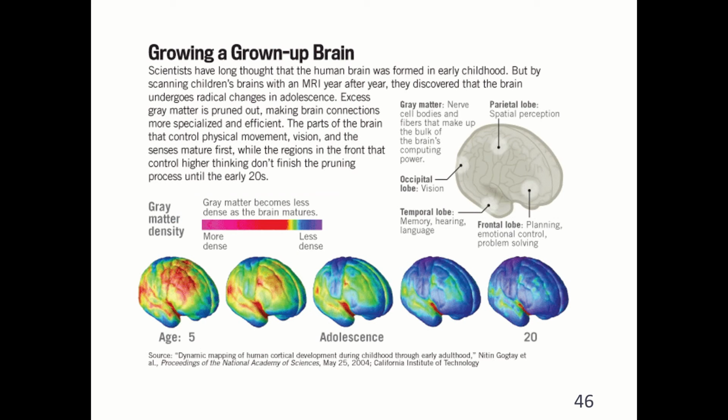This illustration shows a growing up brain. Scientists have long thought that the human brain was formed in early childhood, but by scanning children's brains with an MRI year after year, they discovered that the brain undergoes radical changes in adolescence. Excess gray matter is pruned out, making brain connections more specialized and efficient. The parts of the brain that control physical movement, vision, and the senses mature first, while the regions in the front that control higher thinking don't finish the pruning process until the early 20s.